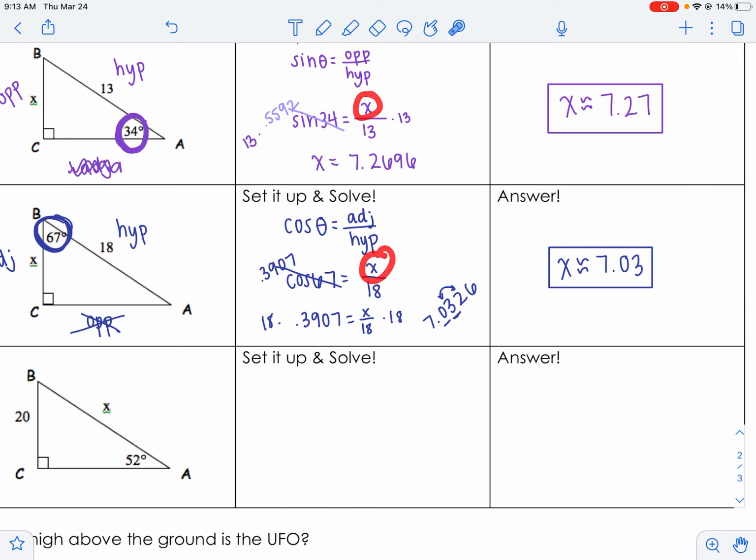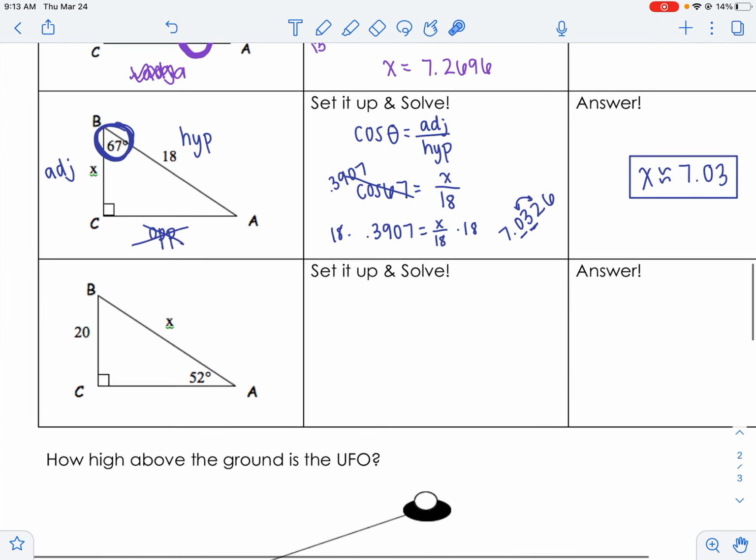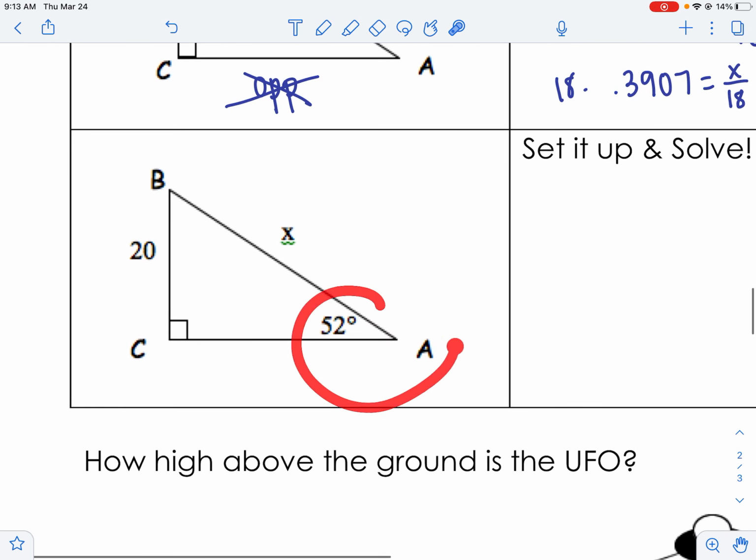And that's how this works. So a little trick to remember is that when x is up high, we end up multiplying. We multiplied on the last one, we multiplied on this one, and that's how we got our answer.